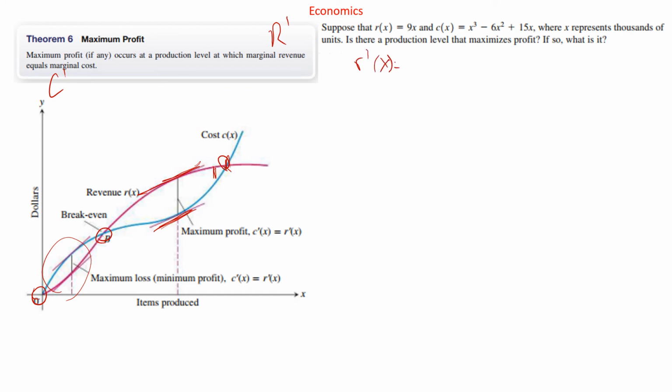R prime of x equals 9. So notice that's not the graph we're looking at, by the way. C prime of x equals 3x squared minus 12x plus 15. So we just need 9 to equal 3x squared minus 12x plus 15. Subtract 9 over to set it equal to 0.